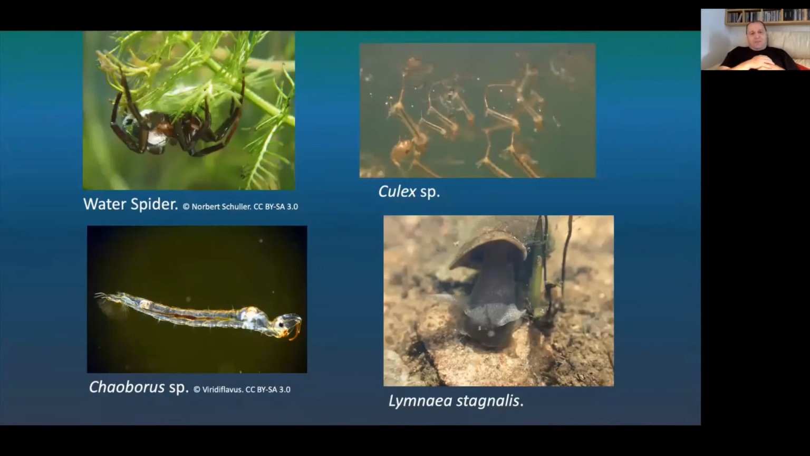There's also different types of more familiar groups. There's fly larvae as well, of course. Water spider, this is a cool animal.